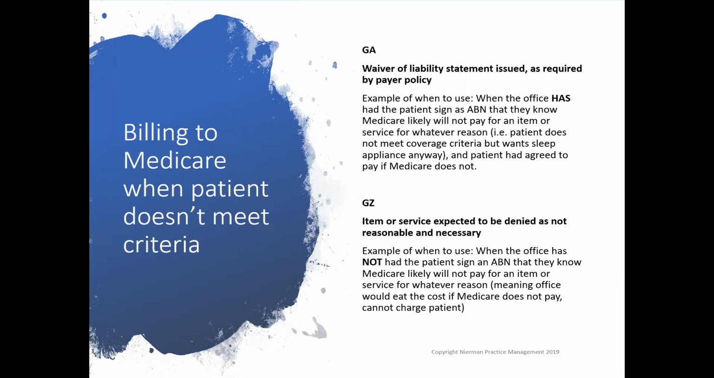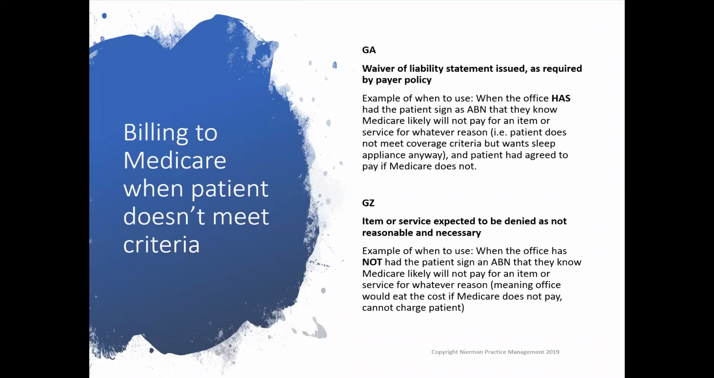And so as long as the patient has signed the ABN where you're saying, look, heads up, we're telling you there's a good chance this claim is going to get denied because of this criteria that you don't meet, or whatever the case is, then you're going to use, instead of that KX modifier that Rose mentioned earlier that tells Medicare that we do have everything on file, that the patient meets criteria, you're going to use the GA modifier here, which indicates to Medicare that the patient has signed that ABN form.